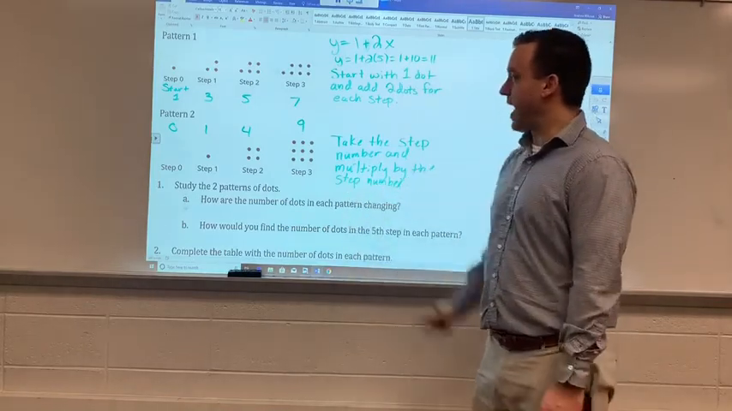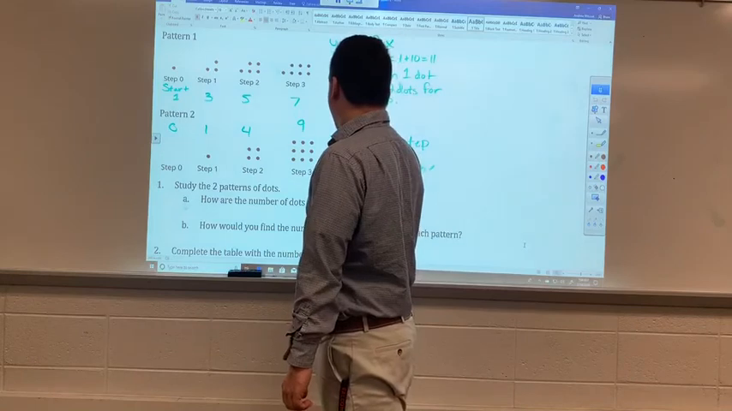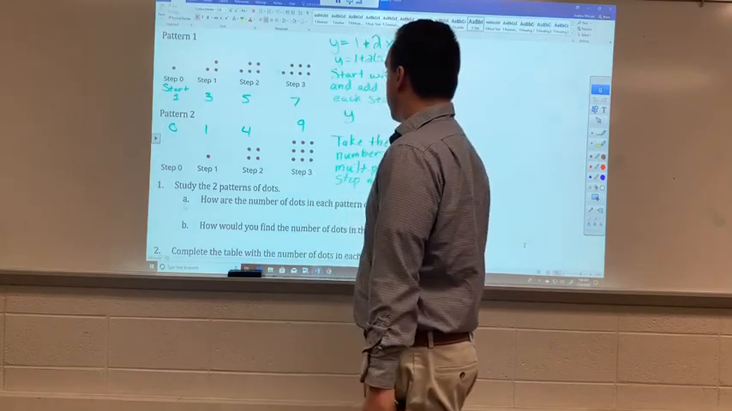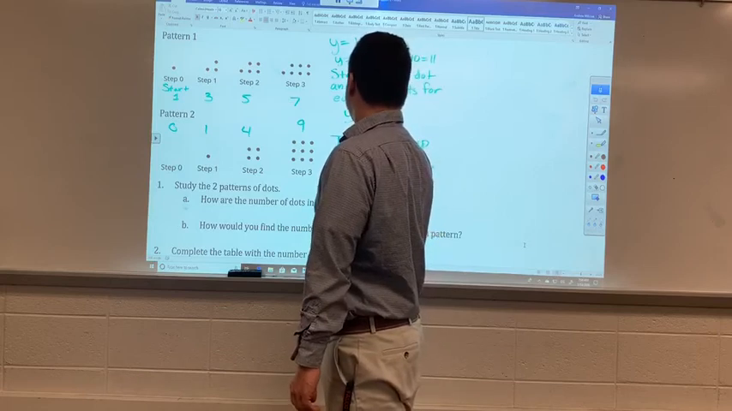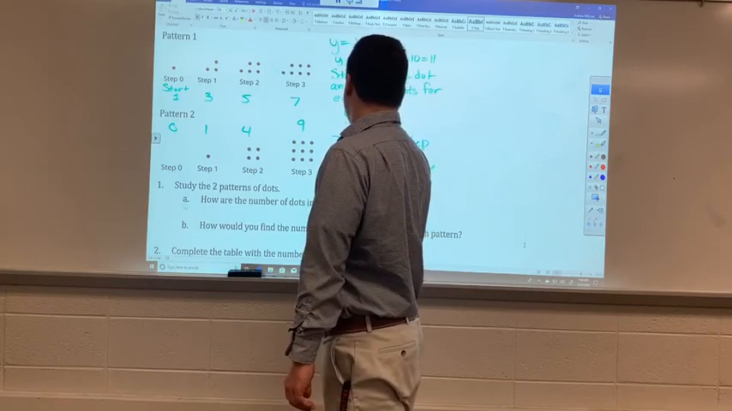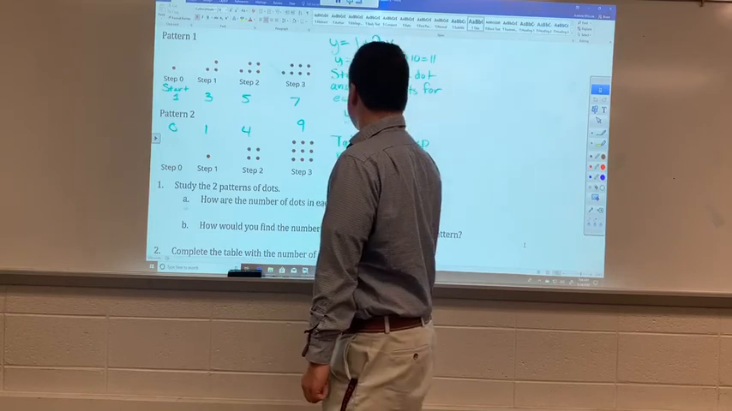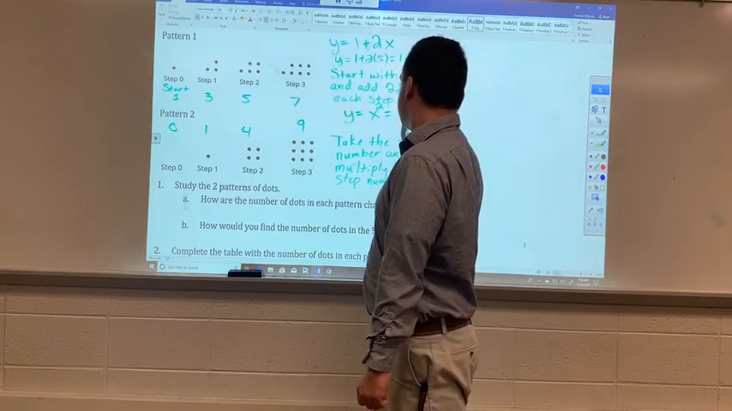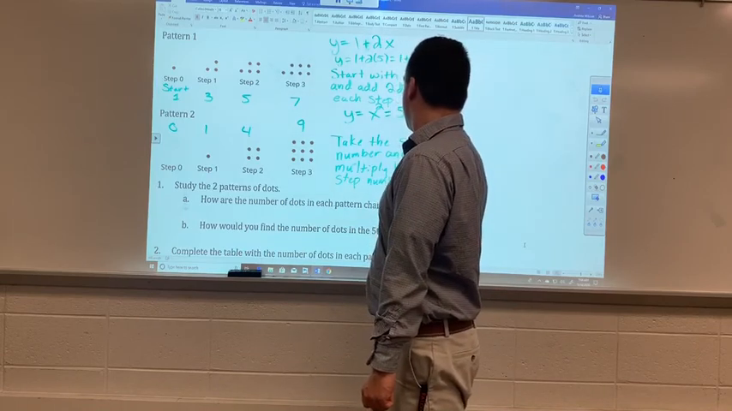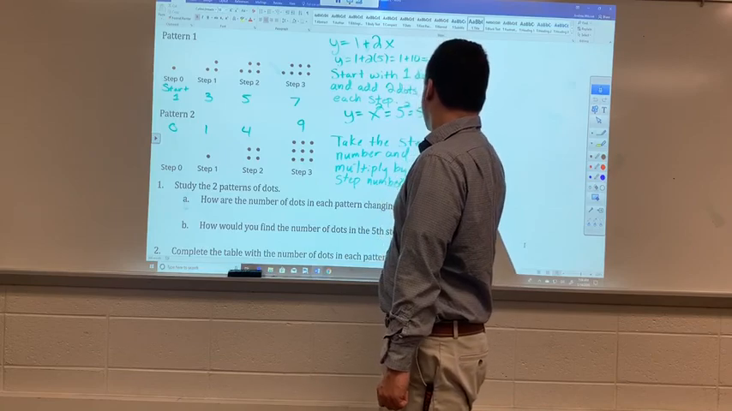For this new pattern of change, we could say that y, the number of dots, equals the step number, which we'll just call x in this case, times x, or we can say that's x to the 2nd power. So if we want step 5, we would simply say 5 squared, which is 5 times 5, would give us 25 dots.